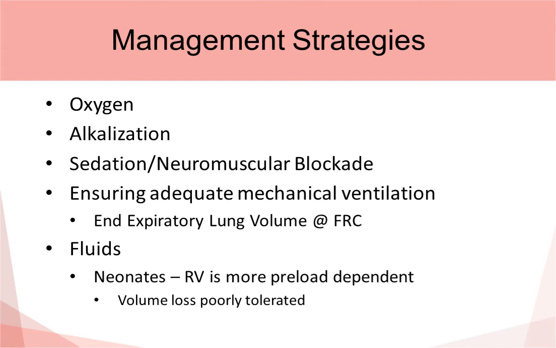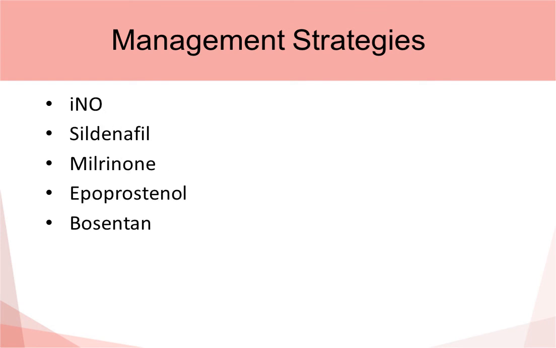One other mention that we need to talk about is fluid strategies. Especially in neonates, the RV is incredibly preload dependent, and so any degree of volume loss is poorly tolerated. So for patients that are undergoing pulmonary hypertensive crises, sometimes it is worthwhile to do a fluid bolus on them. Additional strategies include adjunctive agents such as inhaled nitric oxide, sildenafil, and milrinone as well. And then we can start branching into the other agents, which again is dependent on where you are regionally. However, in our institution, we do use epoprostenol, and then you can flex into bosentan as well.